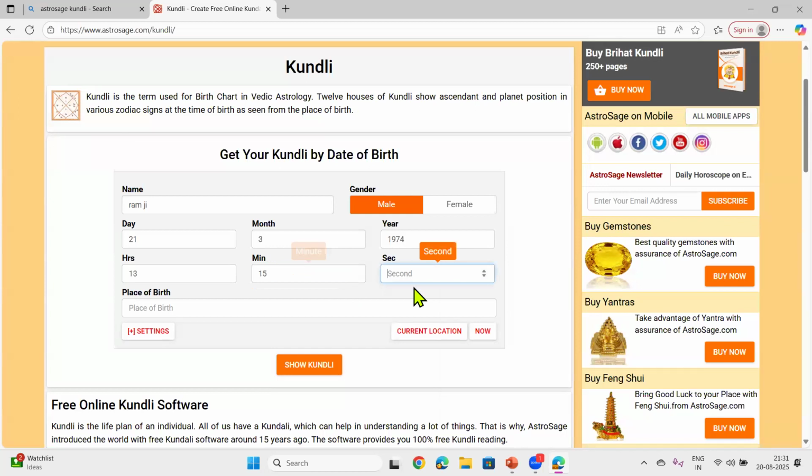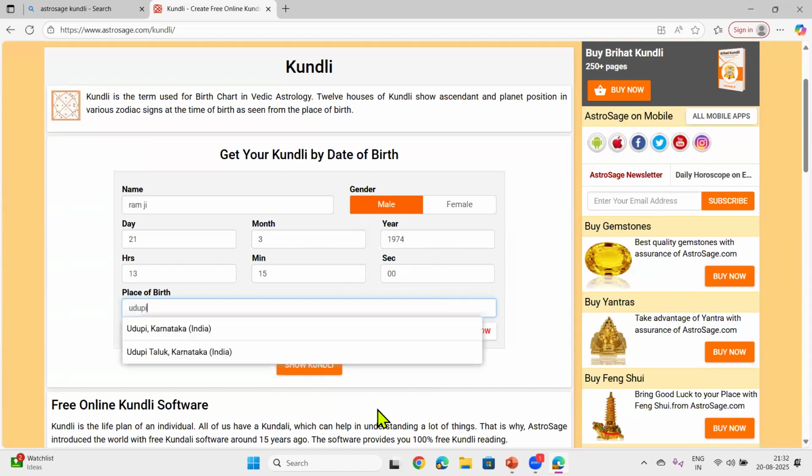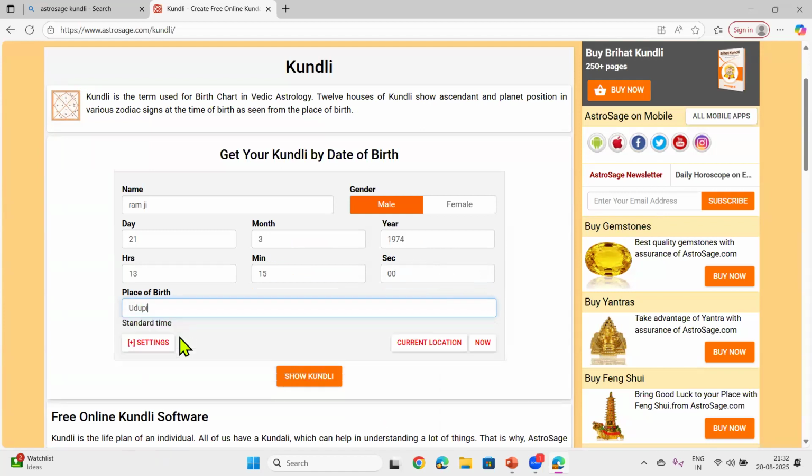15 15, and second is 00. Okay. Is it clear? Yes, sir. And what is the place of birth? Udupi. Udupi, Karnataka, na? Yes, sir.